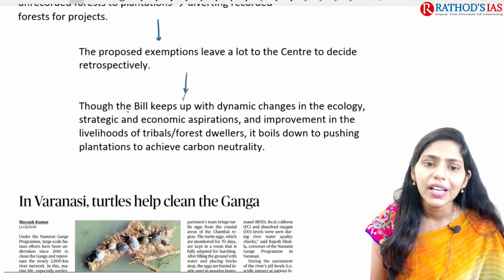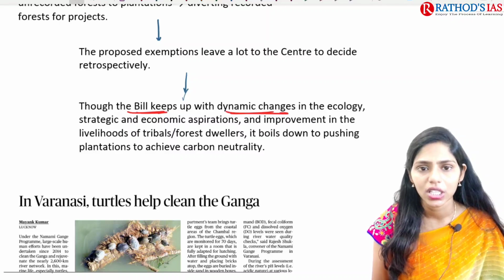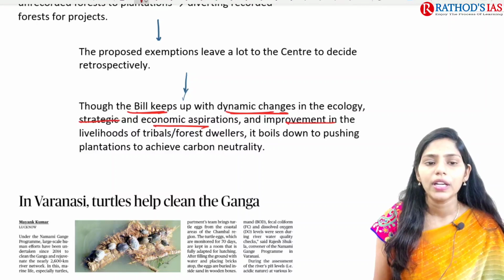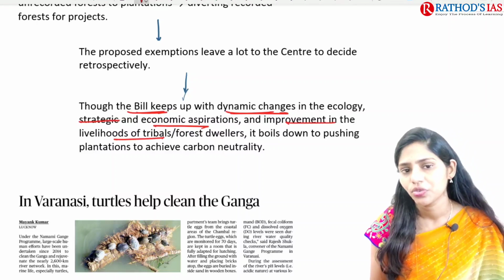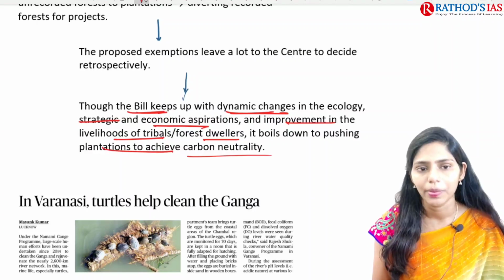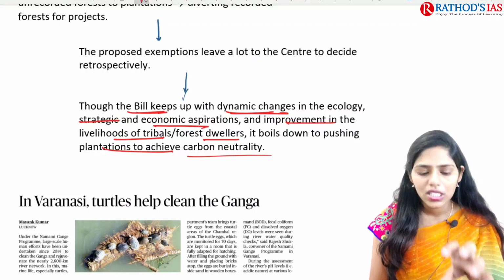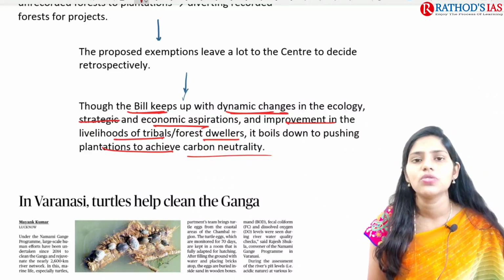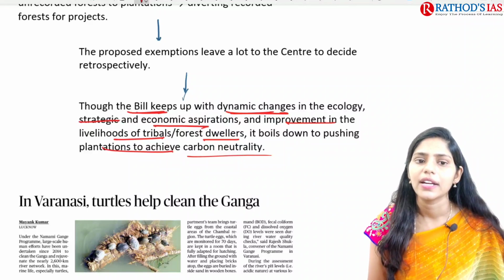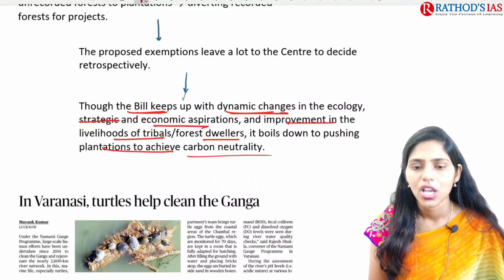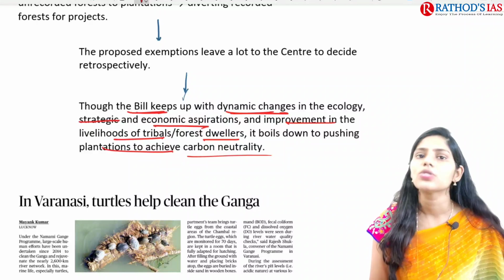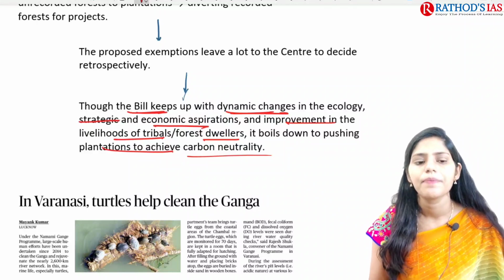And next one is, though the bill keeps up with the dynamic changes in the ecology, strategic and economic aspirations, and improvement in the livelihood of the tribals as well as forest dwellers, it boils down to pushing plantations to achieve carbon neutrality. So actually these amendments are coming up with some dynamic changes in ecology, strategy and economic aspirations, so it will not be focusing much on carbon neutrality. So this is also one important cause of concern.